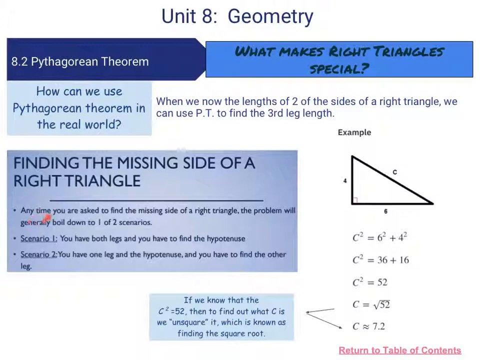If you're asked to find the missing side, you can either be asked to find the hypotenuse length or one of the legs. So if they give you two legs and you have to find the third side, you use the Pythagorean Theorem. If they give you two legs and ask you to find the hypotenuse, that's one scenario. The other scenario is if they give you the hypotenuse and one of the legs and ask you to find the third leg.